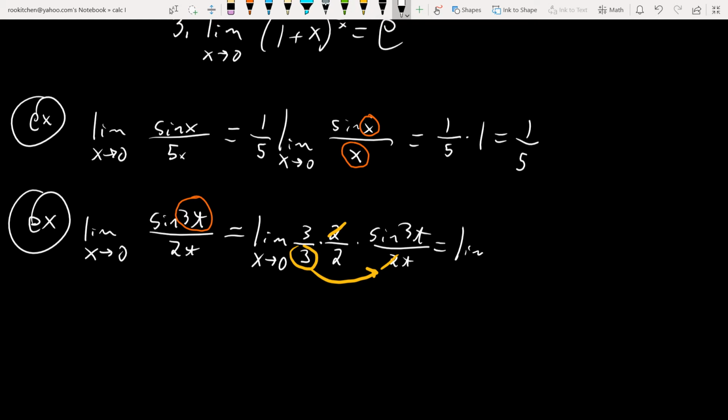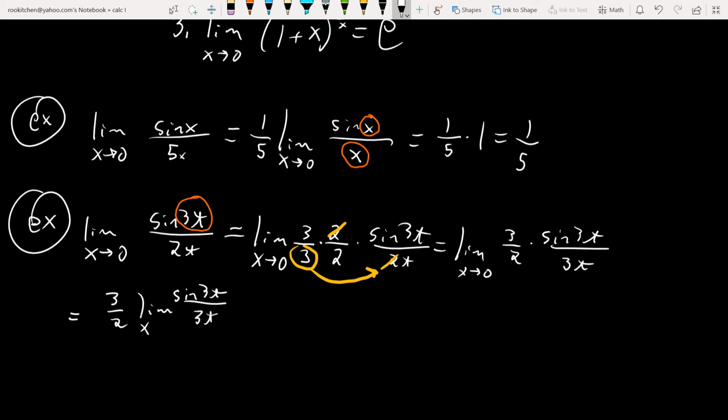Okay, so the limit as x goes to 0 of 3/2 times sine of 3t all over 3t. And then you can factor out the 3/2 and you're good to go. The sine of 3t over 3t as x goes to 0 will just be 1, and you'll just have 3/2 as your answer.